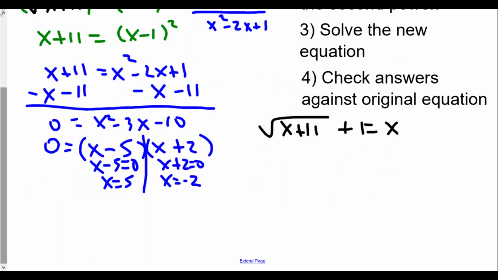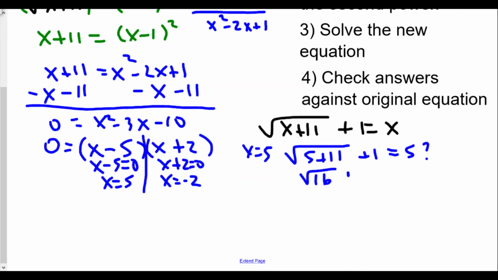And so now for our first check. Our first check is going to be for, in this case, when x equals 5. Does the square root of 5 plus 11, I'm just plugging in 5 for x, plus 1 equal 5? Well, that's the square root of 16 plus 1, and the square root of 16 is 4, plus 1 equals 5. Yeah, 5 equals 5. Check. So x equals 5 is a good answer.